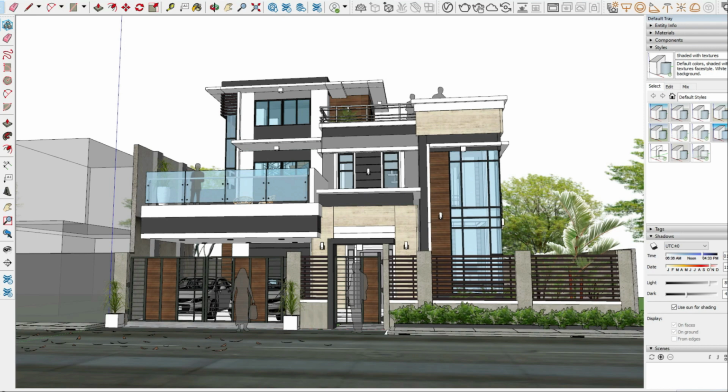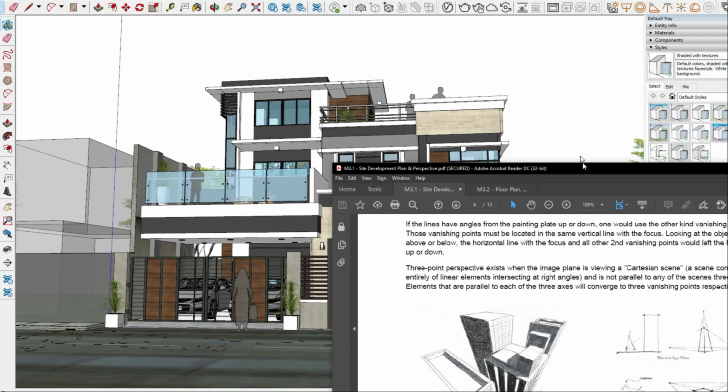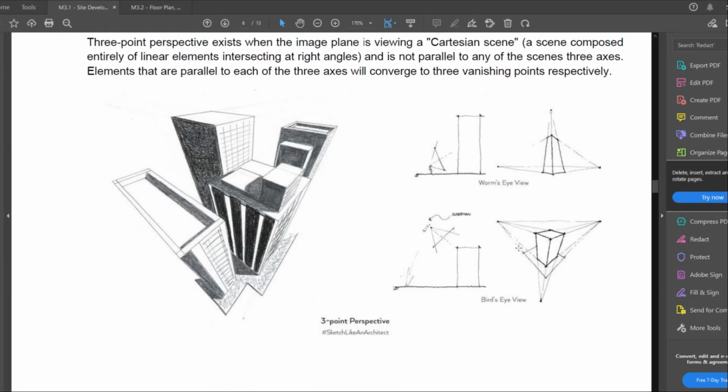So 3-point perspective exists when the image plane is viewing a Cartesian scene, a scene composed entirely of linear elements intersecting at right angles, and it is not parallel to any of the scene's three axes. So elements that are parallel to each of the three axes will converge to three vanishing points respectively. So amo ni siya ang aton nga example. So this is a 3-point perspective.